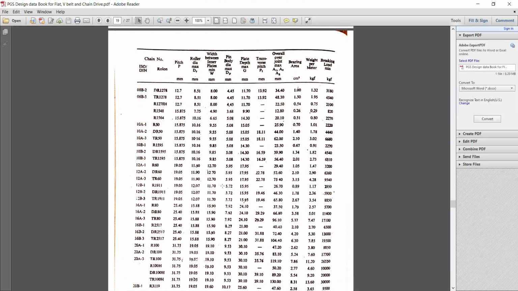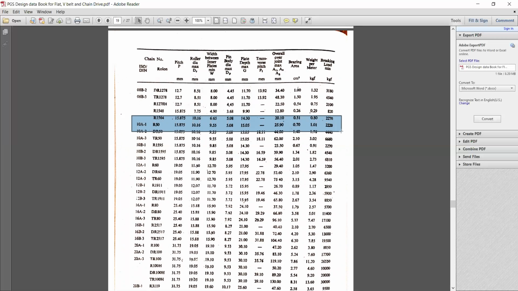So I'm going to select ISO designation 10A-1 and roller designation R50. Pitch is equal to 15.875. Roller diameter is 10.16 mm. Width between inner plates is 9.55 mm. Pin body diameter is 5.08 mm.